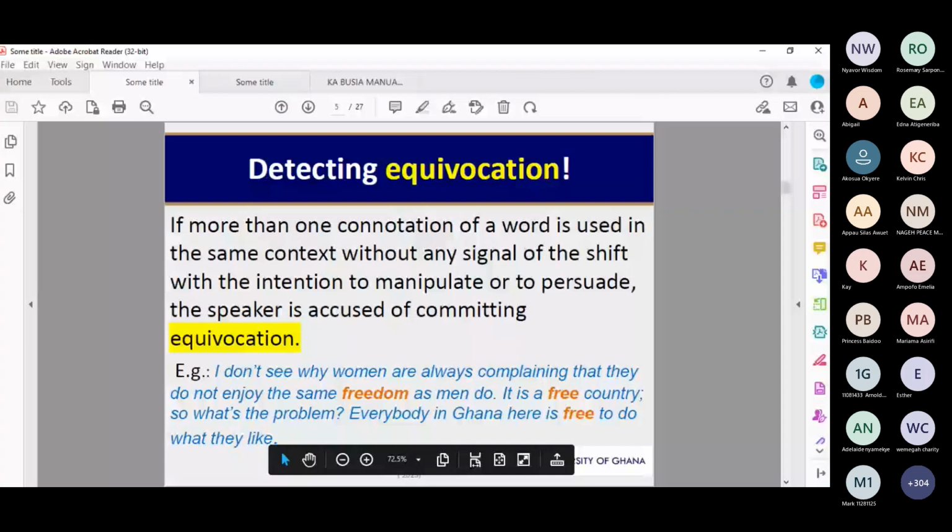The person is equivocating. That's what I want to show you with all the long talk. Equivocal. The word is free, free, free. But every time he repeats the word, he's making use of a different meaning of that word. Because one word can have different connotations, like we have learned.